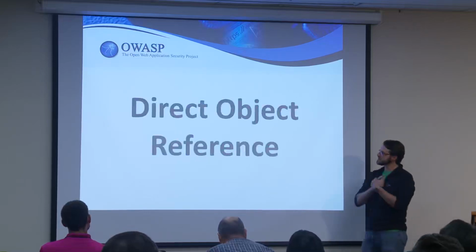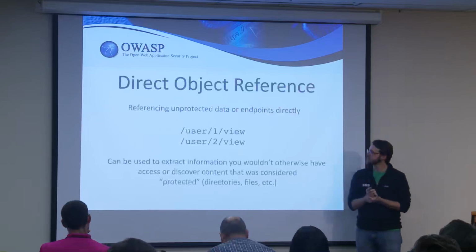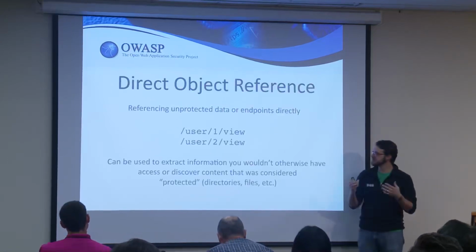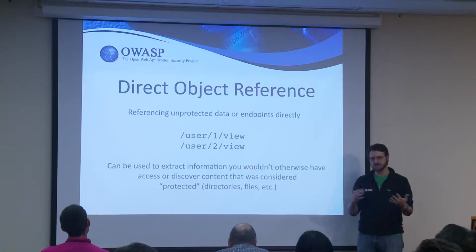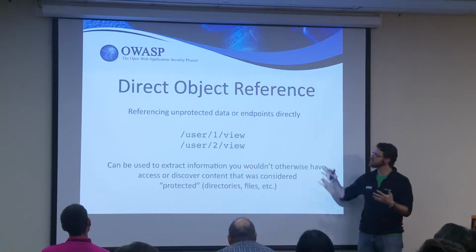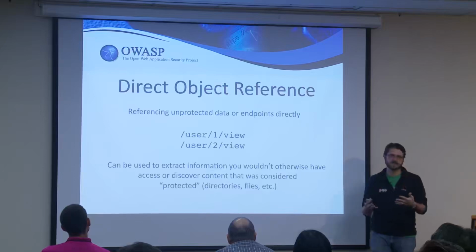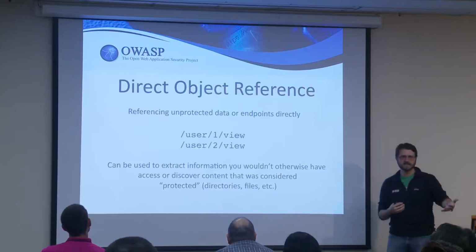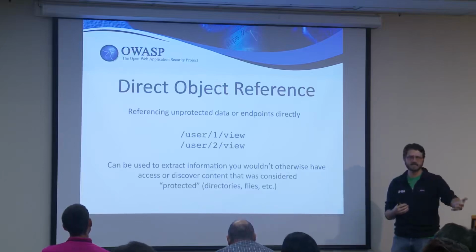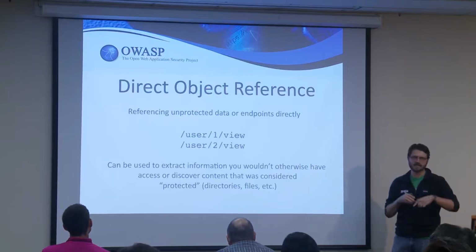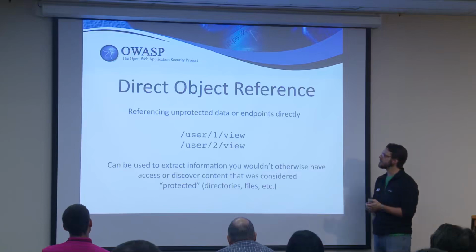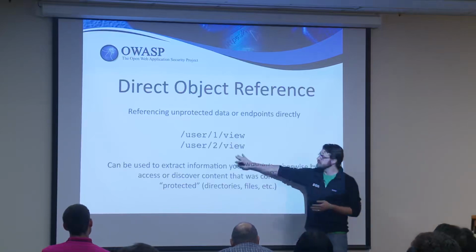Okay, next up, direct object reference. So the basics behind this is, well, there's kind of two different things. You could have a direct object reference through, like, if users upload files or something like that, they potentially, if they're web facing, are able to be referenced directly from a user just kind of guessing file names or anything like that. And then there's also the idea of unprotected endpoints.